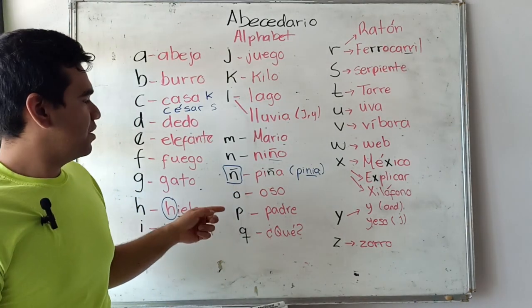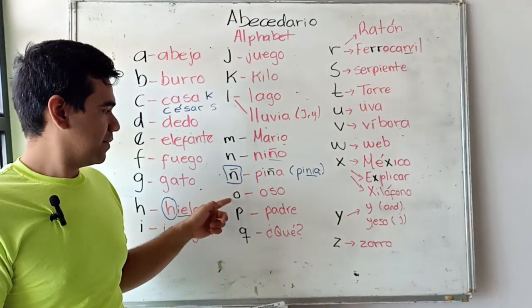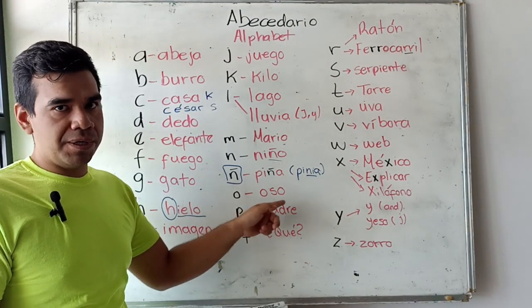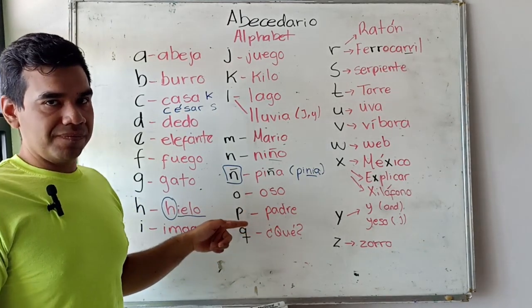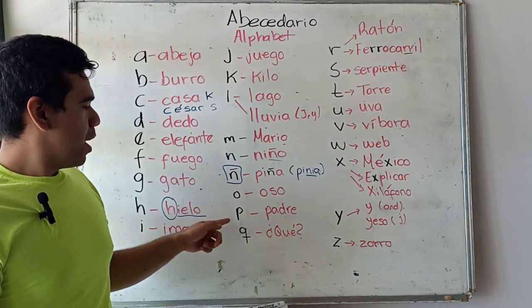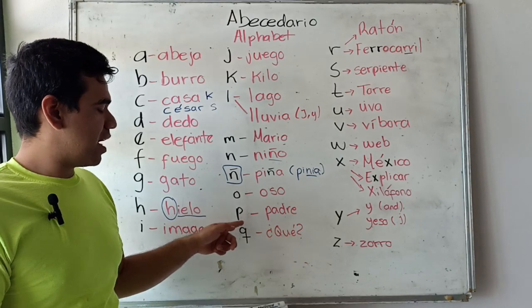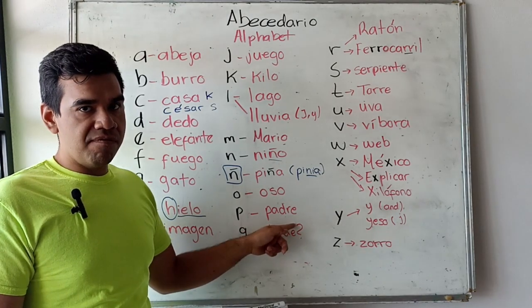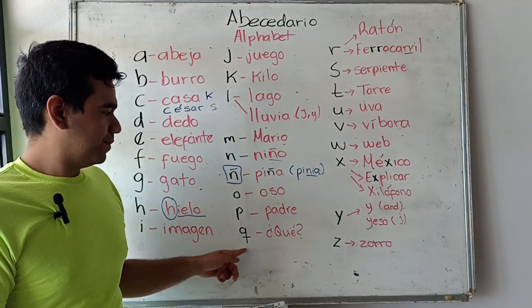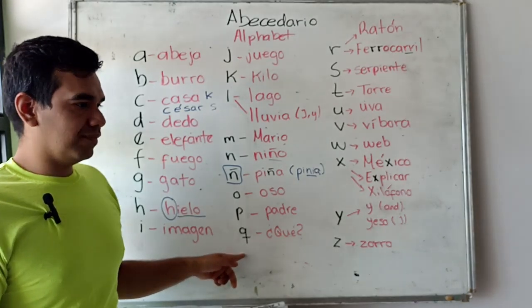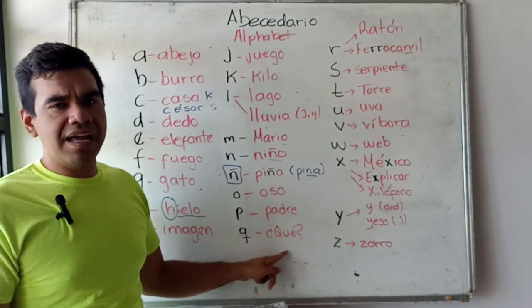Yeah. So now, O, as in oso, bear. O, oso, right? P, as in padre, father, okay? Q, as in que.